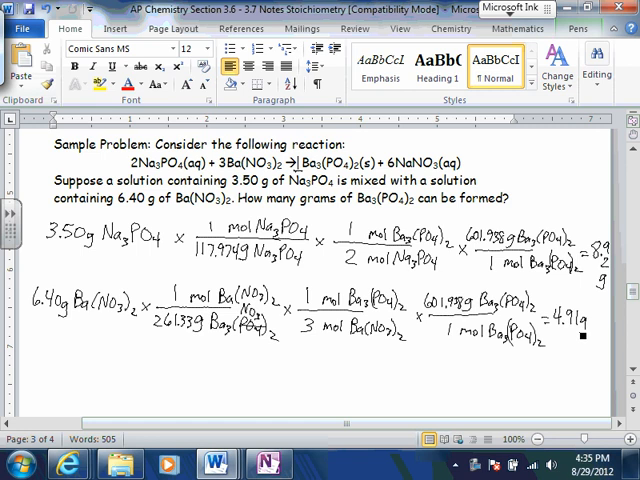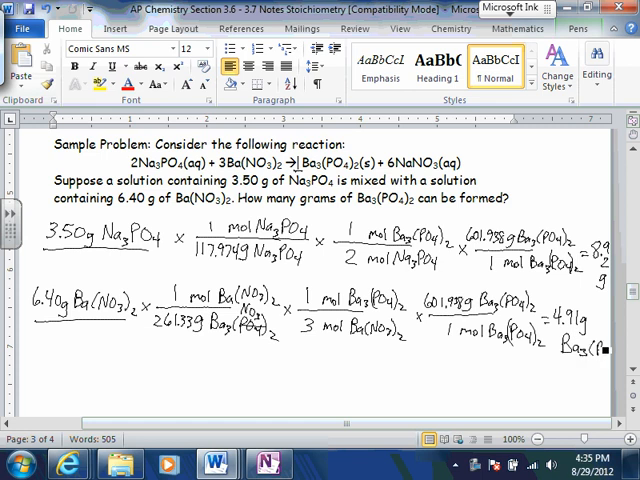Okay? Now, this amount right here only makes 4.91 grams of the product. This amount right here makes 8.92 grams of the product. So the limiting reactant is the one that makes the least amount of the product. That's the one that's going to run out first. Okay? So your limiting reactant here is the Ba(NO3)2.